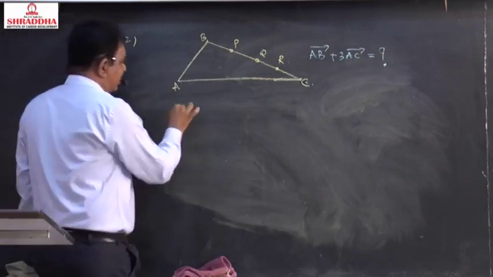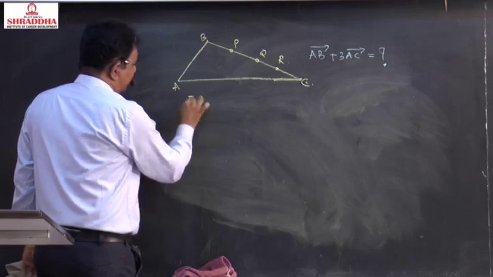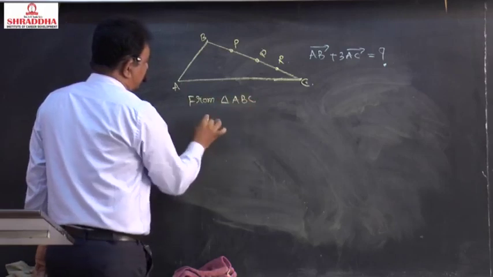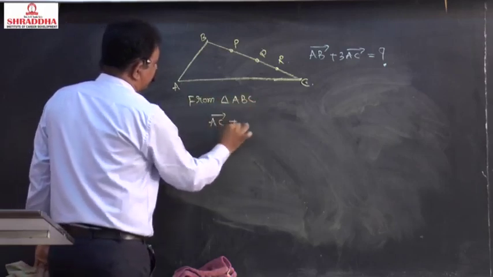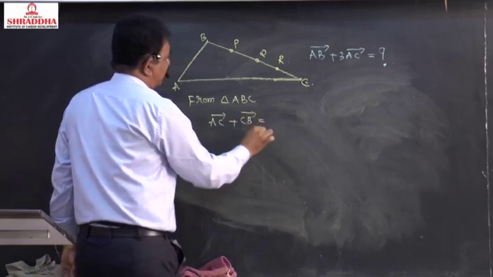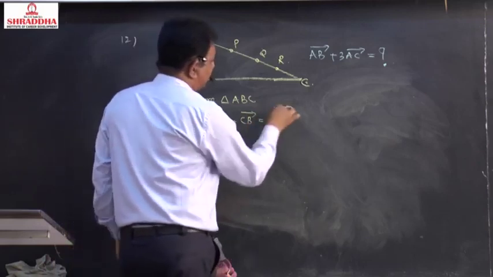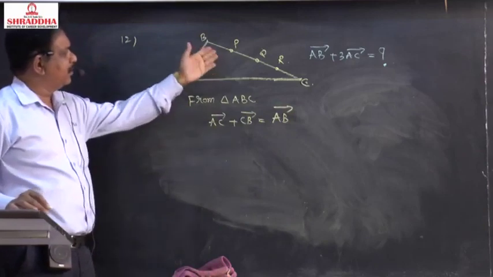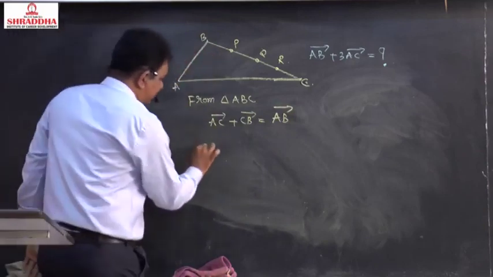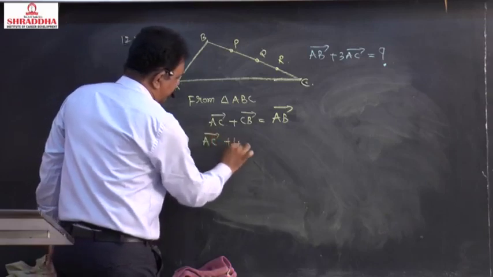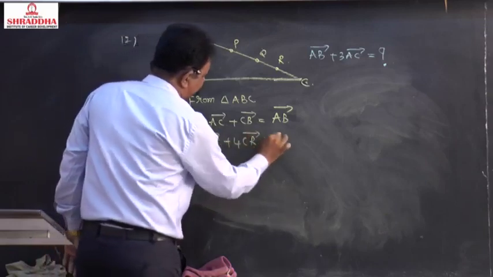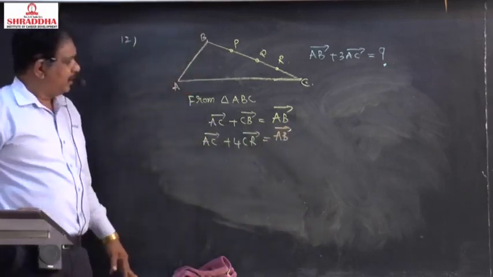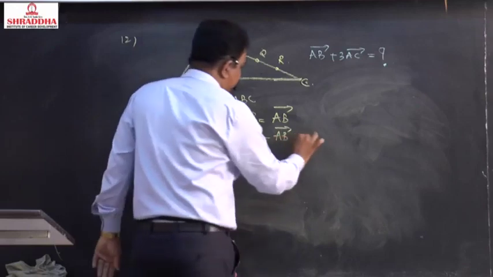Applying the law of vectors for triangle ABC, what do we write? AC bar plus CB bar is equal to AB bar. Clear? CB bar is nothing but 4 CR bar. AC bar plus 4 CR bar is equal to AB bar. Let it be equation 1.